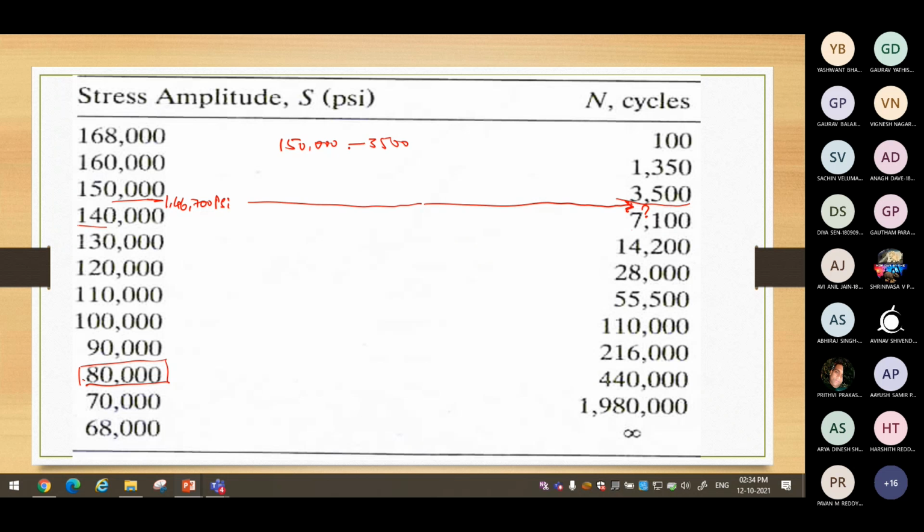You cannot just do it with 150,000 psi giving 3,500 and then for 146,700, how much, or x I will write. You cannot do it with only these two values because it is not a linear variation. You observe here, if it were a linear variation, then only this would have been fine. It is not. You have to take another one, 140,000, which gives 7,100. For these values, now calculate x using your mathematics knowledge.